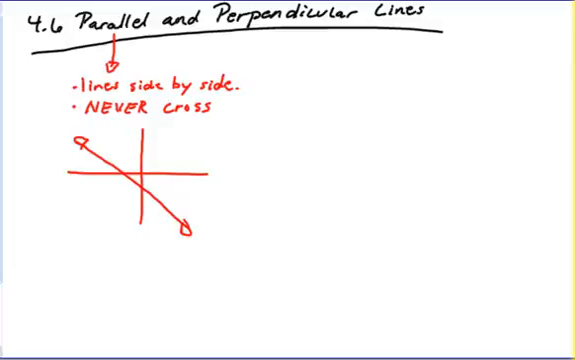If I have another line beside it, and it is never crossing, that's a horrible picture. It's never going to cross it. They go on forever in both directions. But in order for it to never cross, what cannot be happening? Can they have slightly different slopes? No. If they had slightly different slopes, they would just cross a long time down the road, wouldn't they?